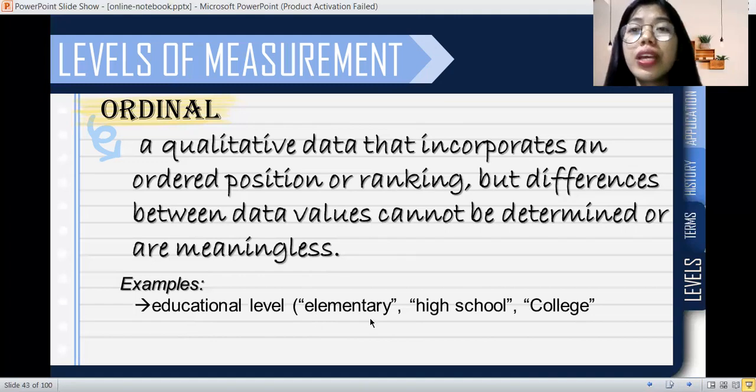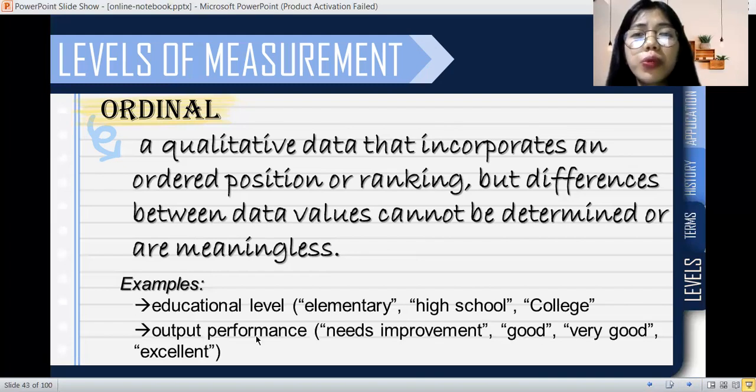Pwedeng yung mga sagot dito, elementary, high school, and college. And also, we have output performance, which, for example, needs improvement, good, very good, and excellent. Now, we also have sa mga rank sa contest. Another example, sa mga rank sa contest. Pwede siyang sabihin first, second, third. Ayan po.